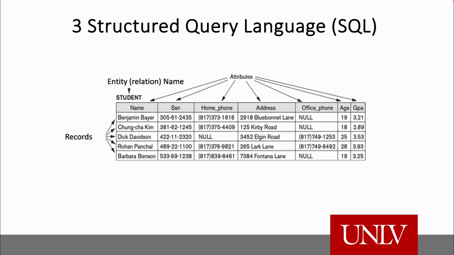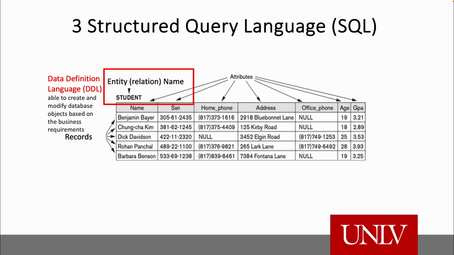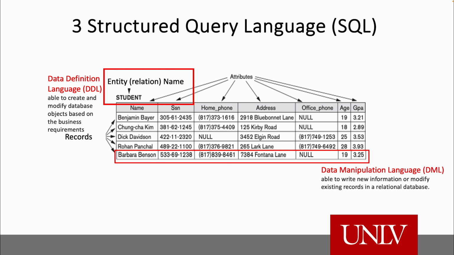So now let's take a look at how we interact with a database using three different types of the SQL language. We can use this simple student table as an example. First of all, we have DDL, which is called Data Definition Language. This type of SQL is used to create and modify the structure of the database. Then we have DML, which is called Data Manipulation Language. This lets us add, update, or delete records in the table.